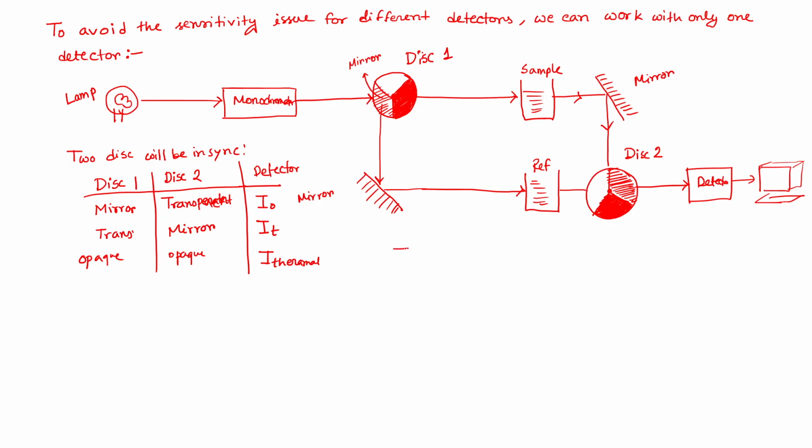Then whatever intensity is reaching the detector, that is the thermal noise. So as you can see now, your absorbance A formula is actually log of I0 plus I thermal over IT plus I thermal. So these will also be calculated and you will get a better absorbance signal when the sensitivity issue and the thermal noise issue are solved, right? And so these are the basic instrumentation of a double beam absorption spectrophotometer.